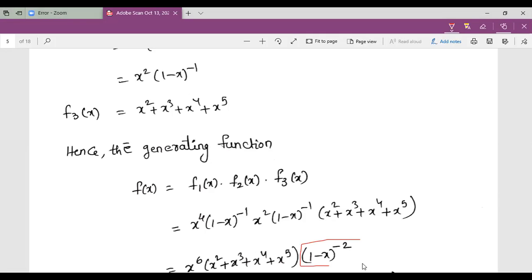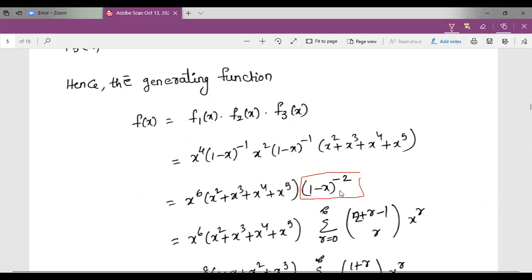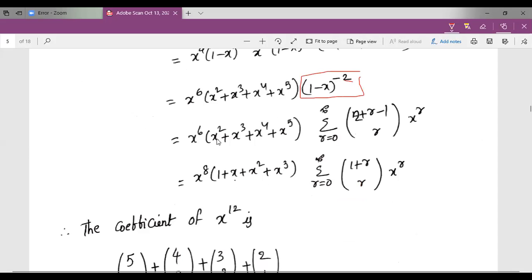So this is of the form 1 minus x whole power minus n, and the closed form expansion of this function has the formula summation r equal to 0 to infinity, here n value is 2, (2 plus r minus 1) C r, x power r. So we take common x power 6 into (1 plus x plus x square plus x cube), summation r equal to 0 to infinity, (2 minus 1 plus r) C r, x power r.